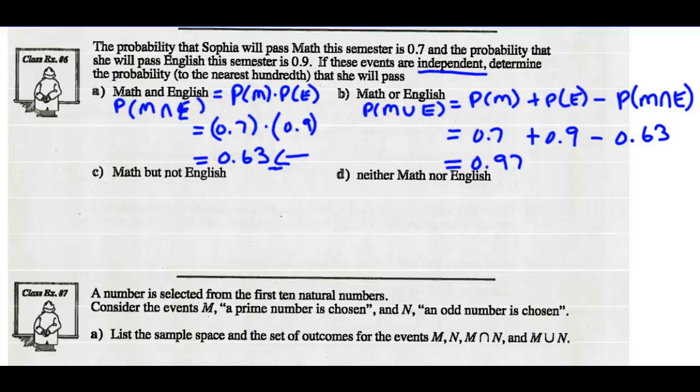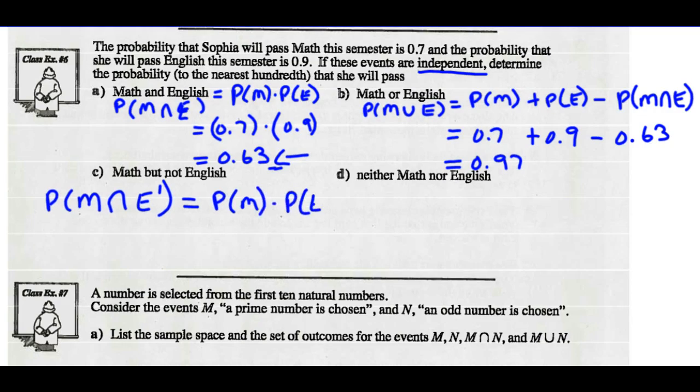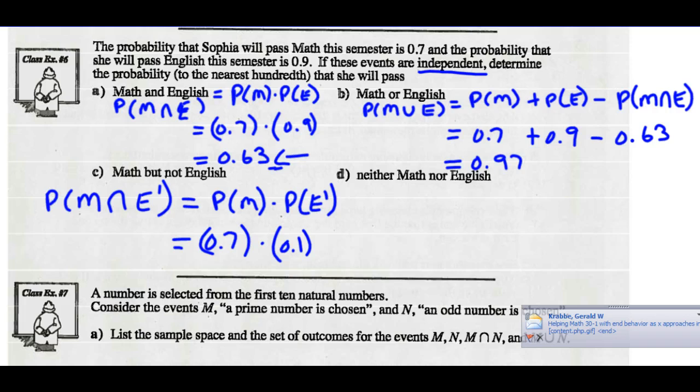What's the probability to pass math but not English? So probability of math and not English. Independent events, that's the probability of math times the probability of not English. So probability of math was 0.7. The probability of not English would be 1 minus 0.9 or 0.1. So that probability is 0.07.